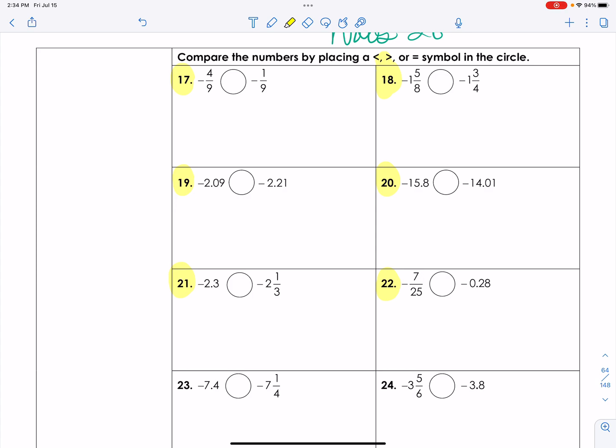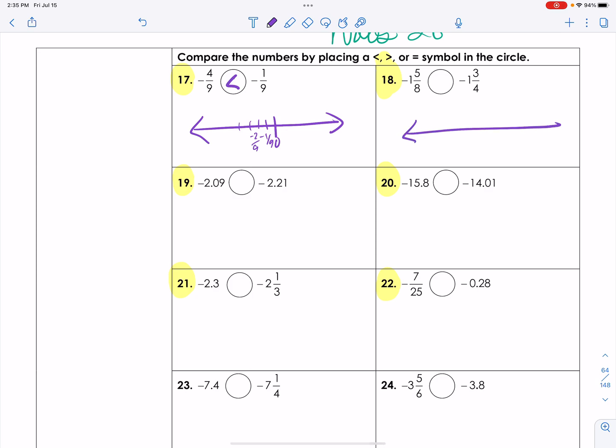Okay, so if I think about a number line, here's 0. Here's a negative 1/9, negative 2/9, negative 3/9, negative 4/9. So the negative 1/9 is closer to 0.